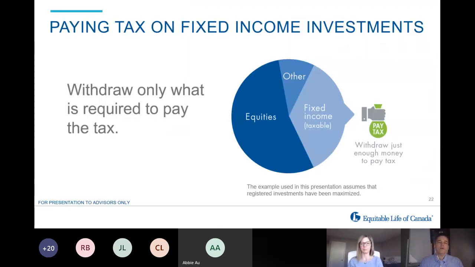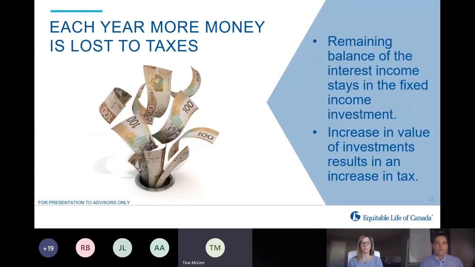So for a lot of folks, there's two methods on how this gets taken care of. When we make $1, some folks are withdrawing only what they need to pay in tax, and they're paying off their tax bill that's owing. And then they put the remaining balance back into their fixed income, and that increases the value of their investments over time. What they're doing is increasing their tax liability on an annual basis, right?